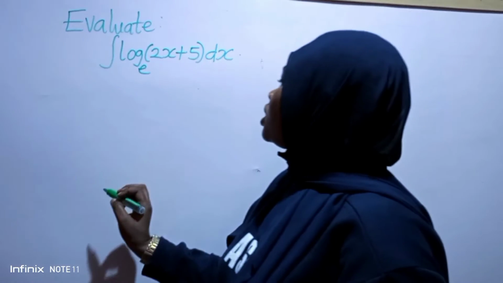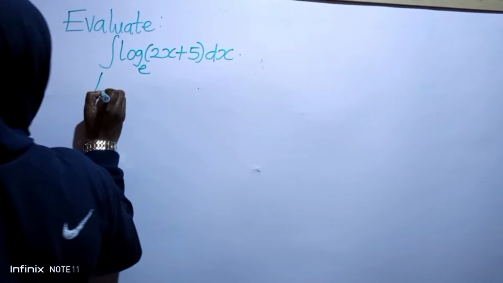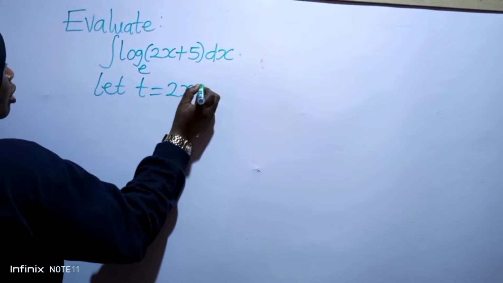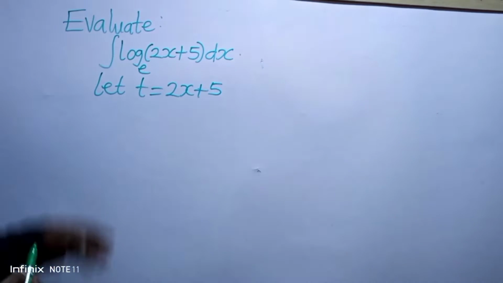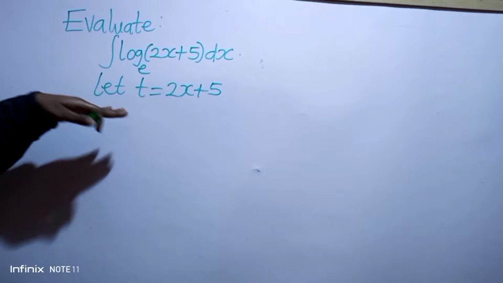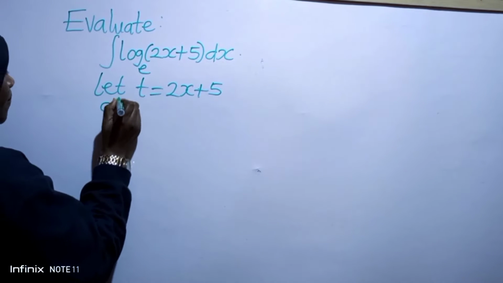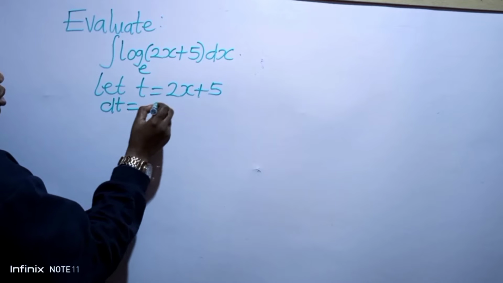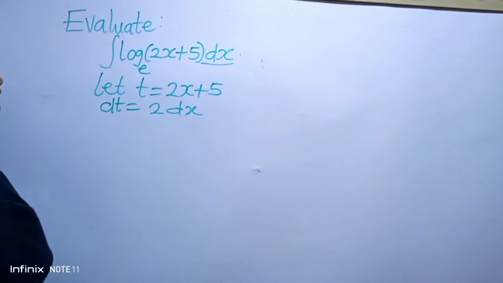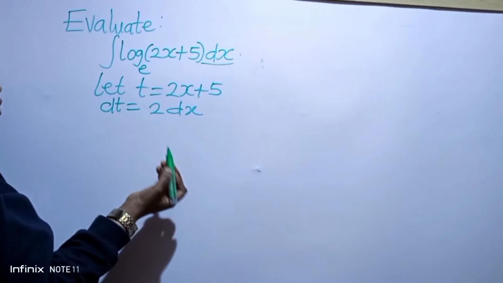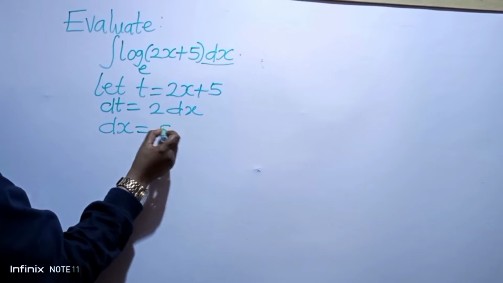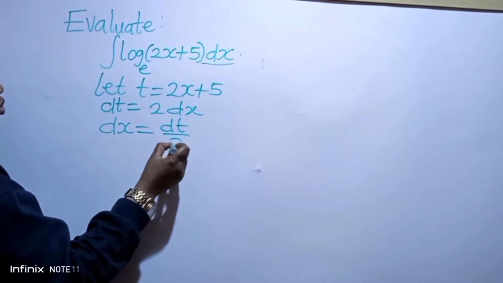Here we can say let t be equal to 2x + 5. Having known the value of t, the next thing is that we have to differentiate it. So dt is equal to 2 dx. But here I need the value of dx, so I need to make dx the subject of the formula. So I have dx equal to dt over 2.